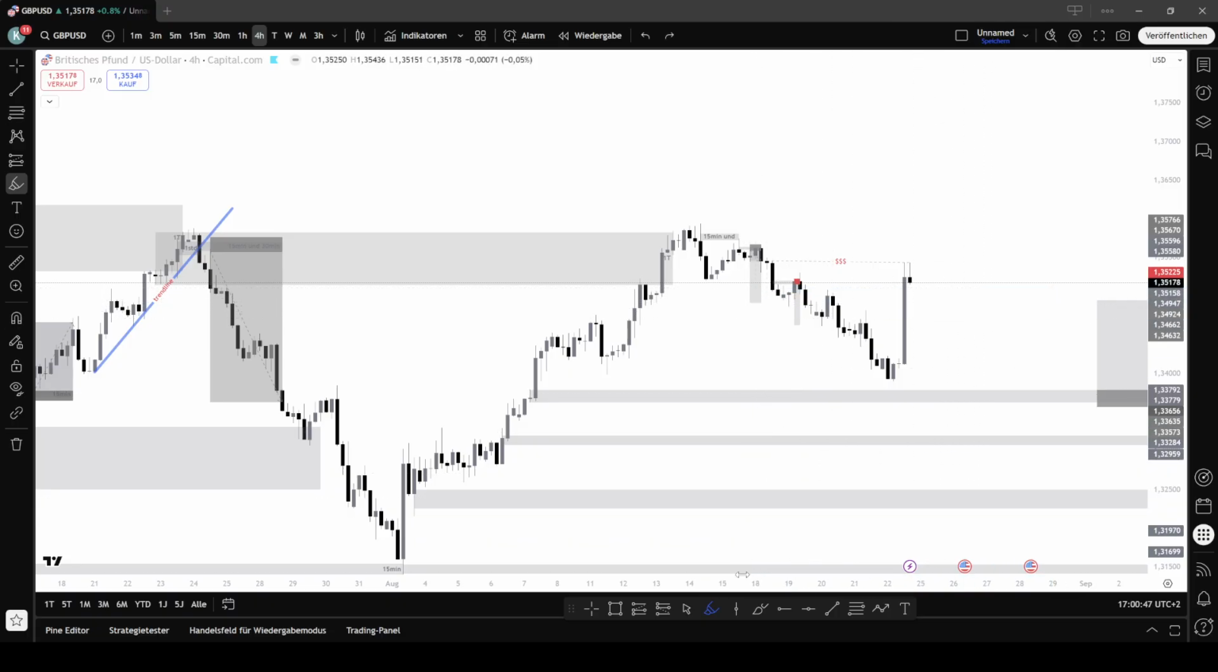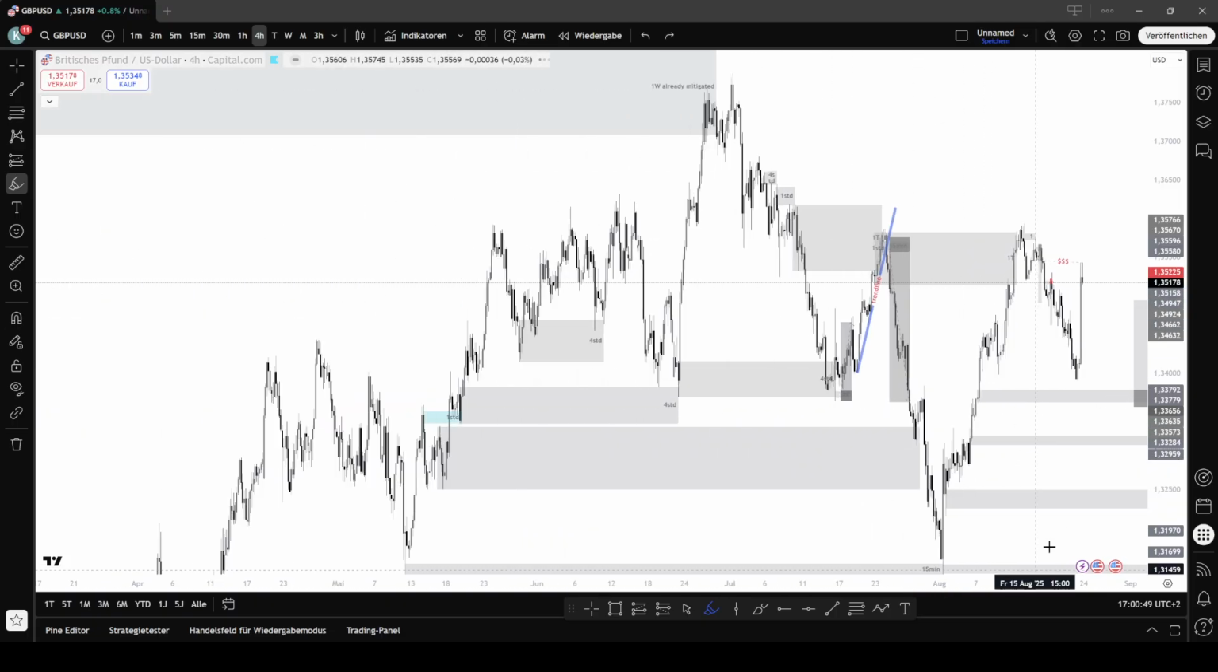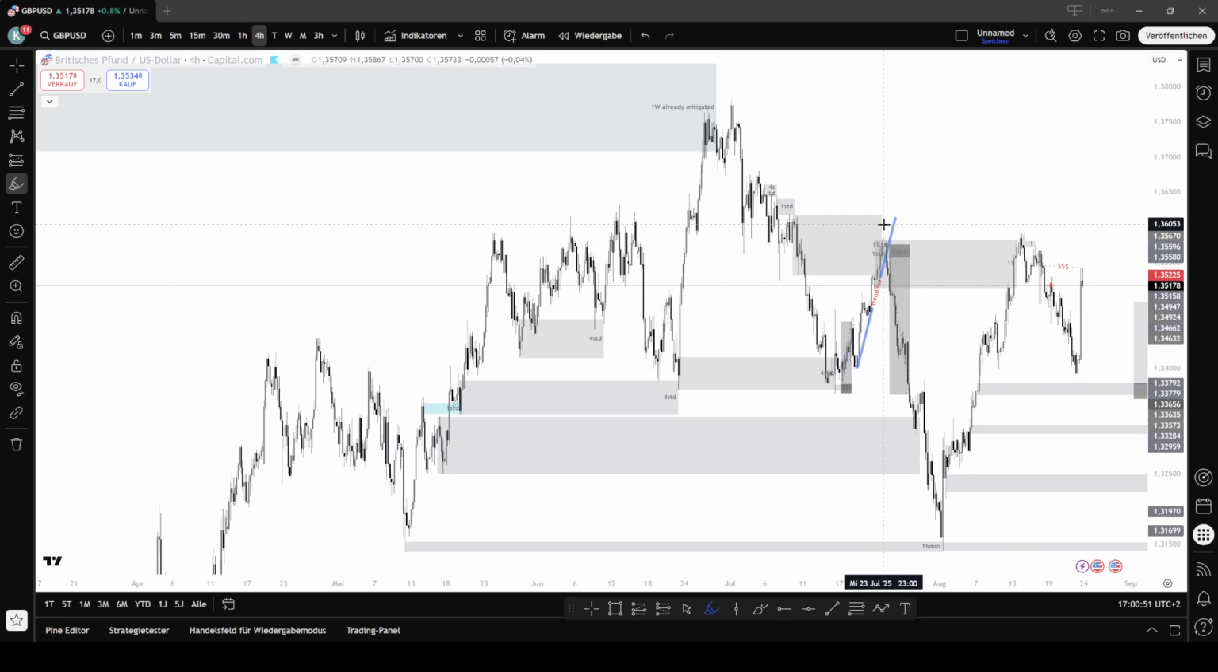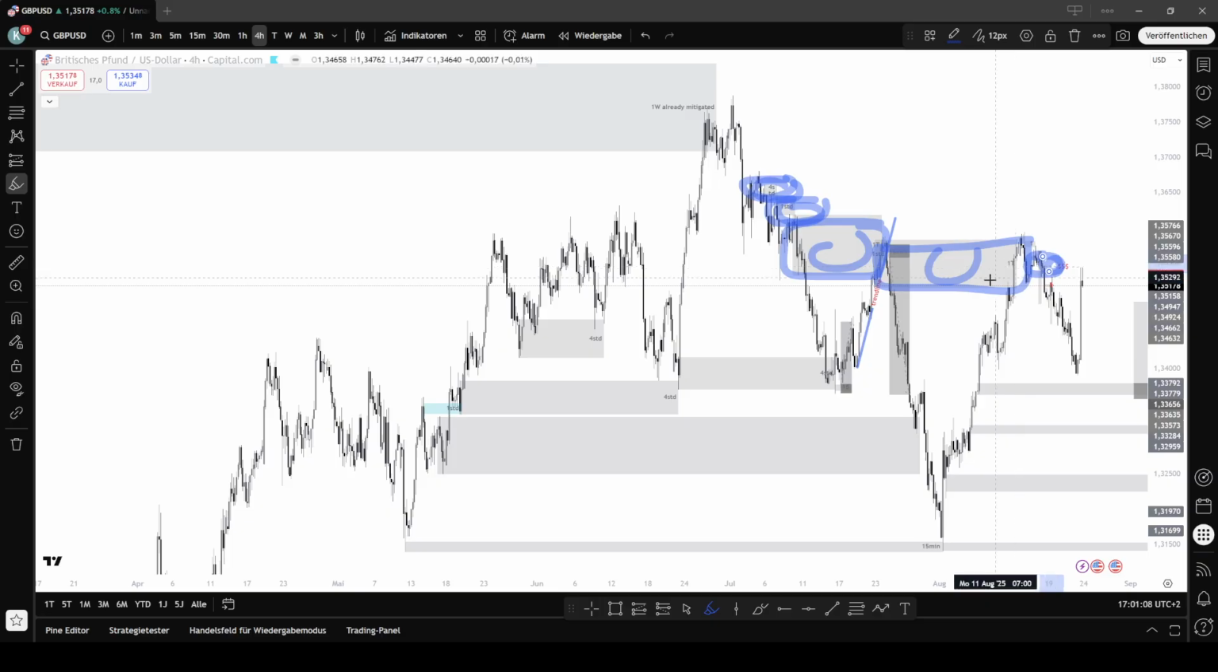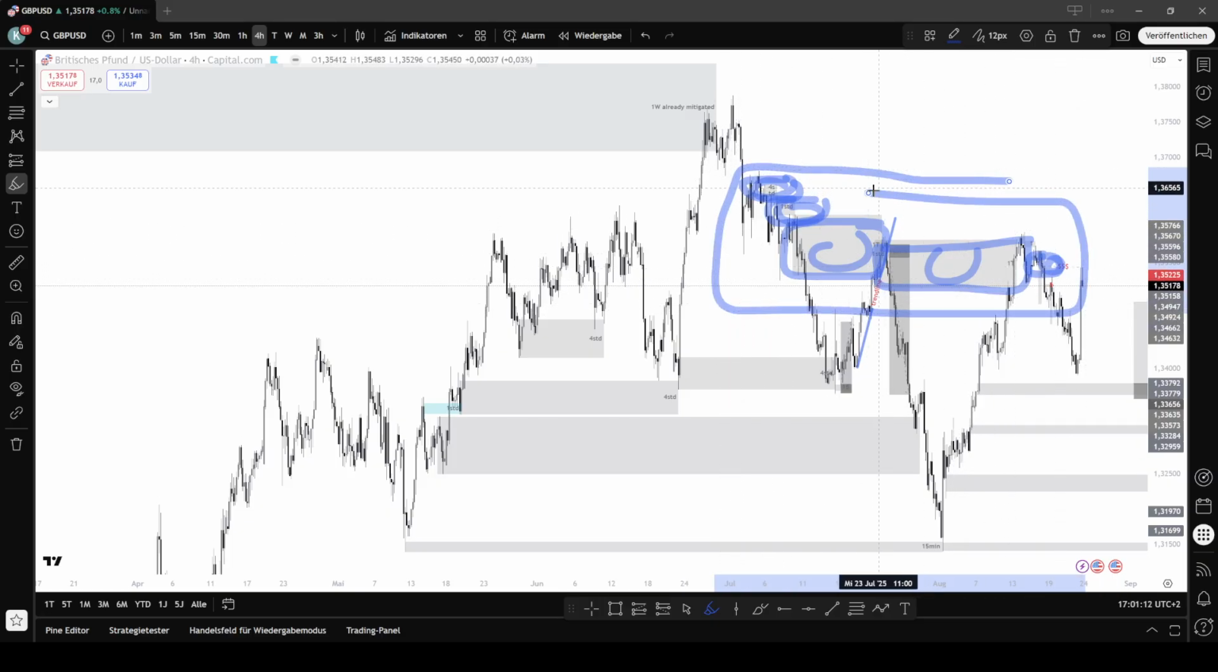And remember one thing, guys: this supply zone has already been mitigated. All these supply zones which have already been mitigated are no longer valid supply zones. They are called zones of liquidity. Why are they called zones of liquidity?